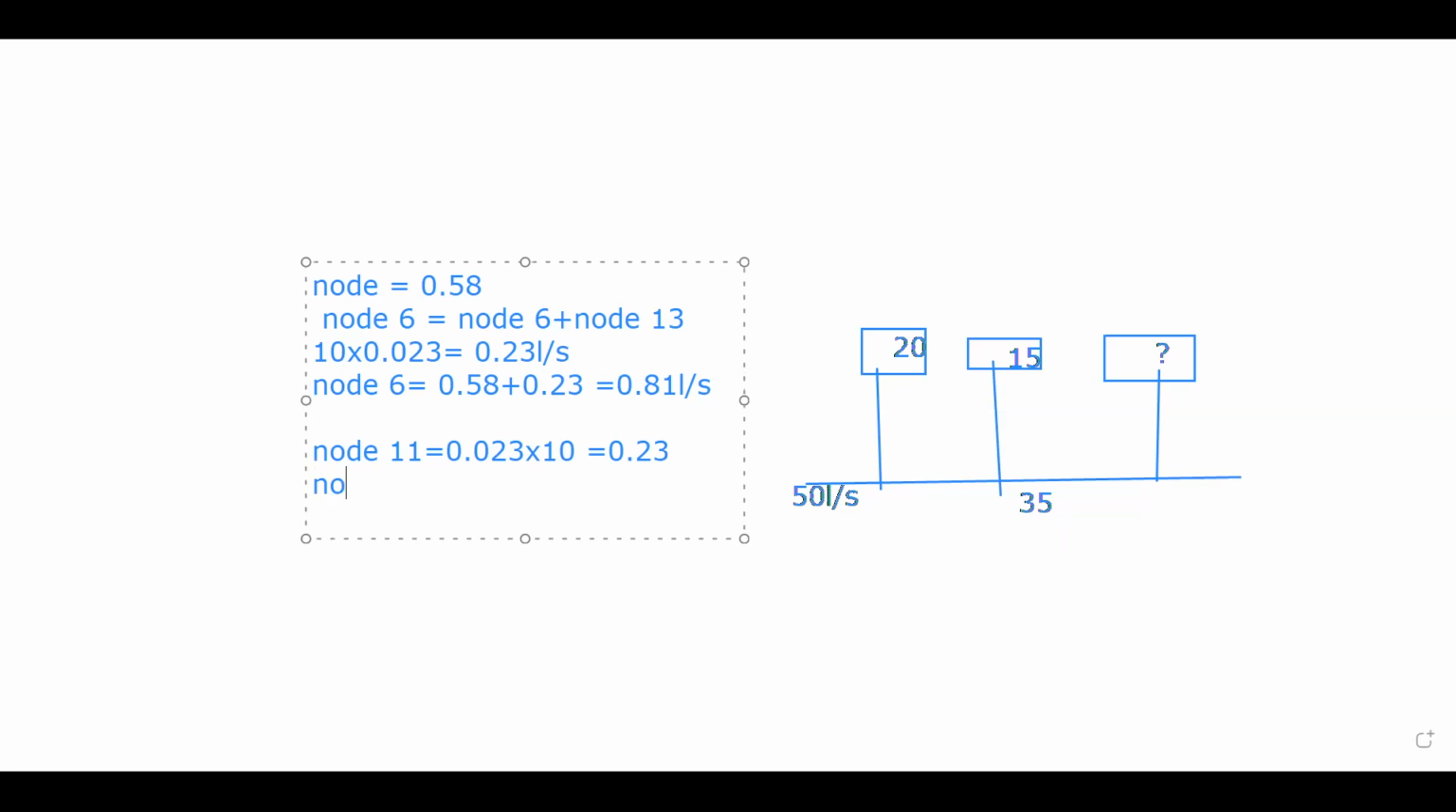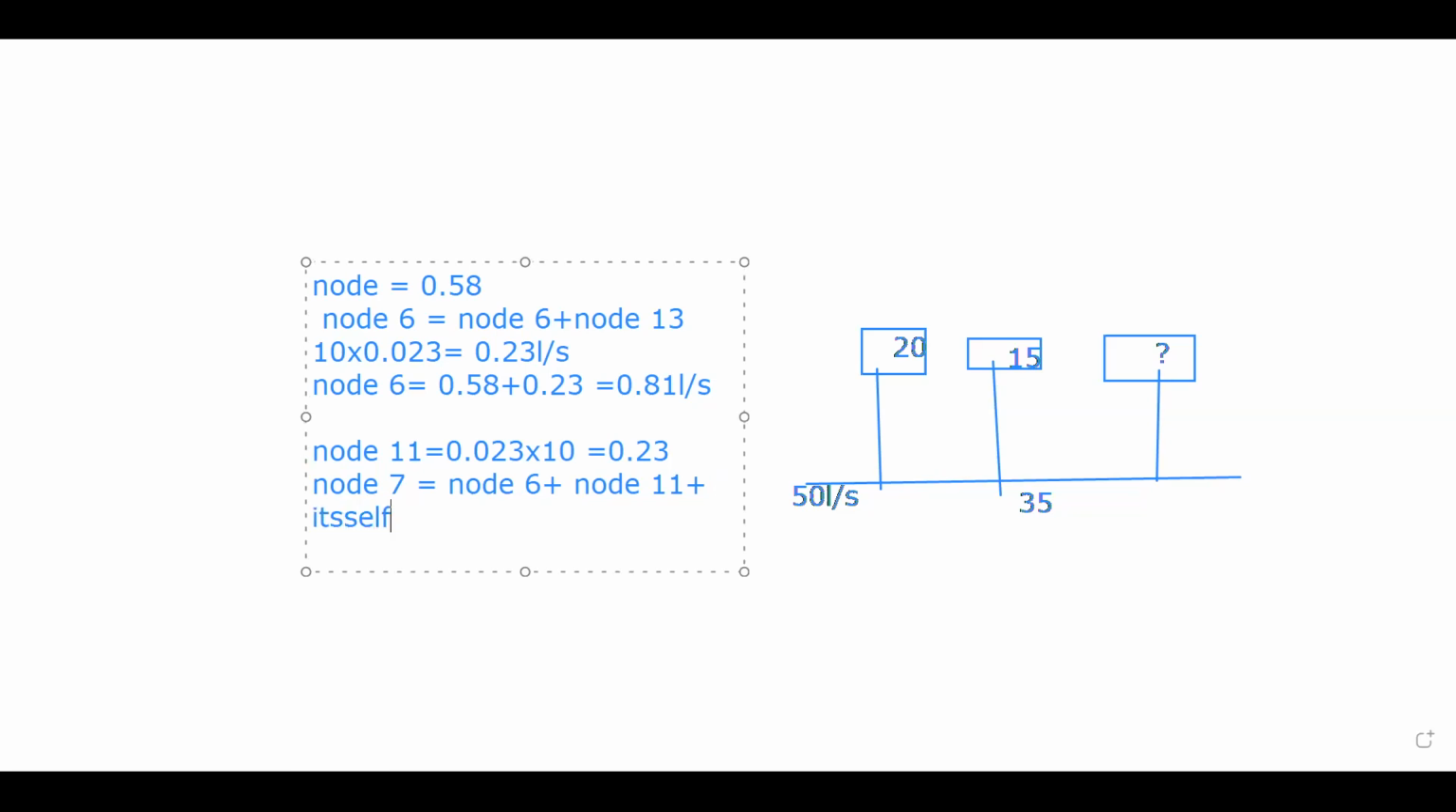But node 7 will be what? Node 6 plus node 11. Of course, plus houses on it, if there are houses connected to it, or I'll say itself, but you understand what I mean. Itself means if there are houses on it. So two external connections are on node 7 already. If there are other houses connected to it, that will become another load.